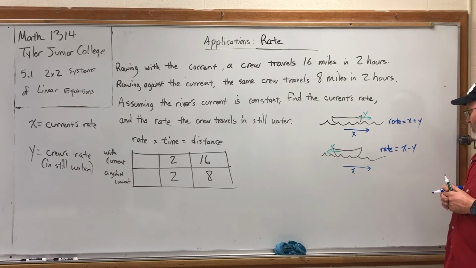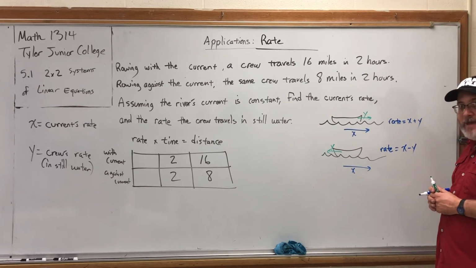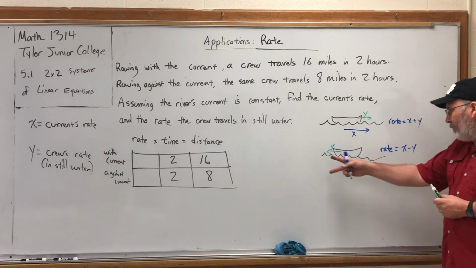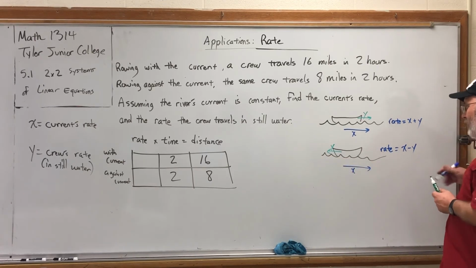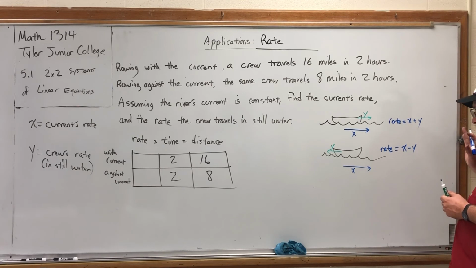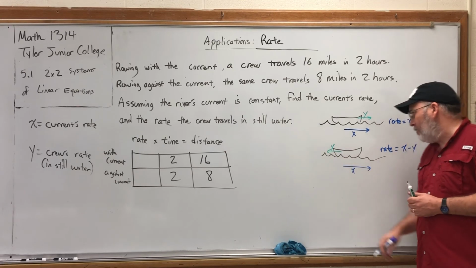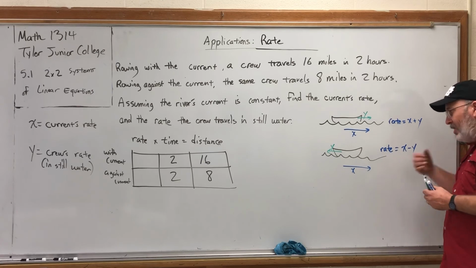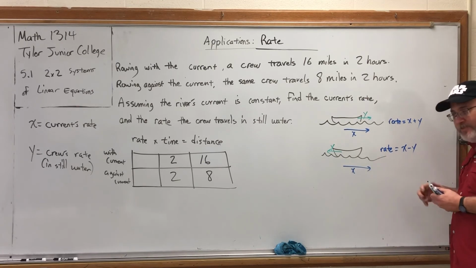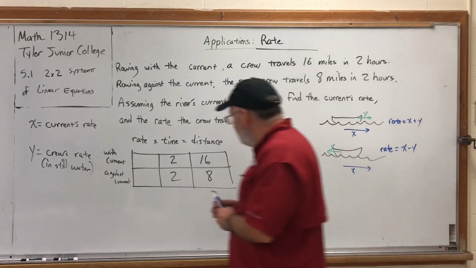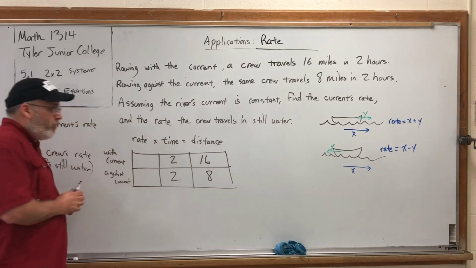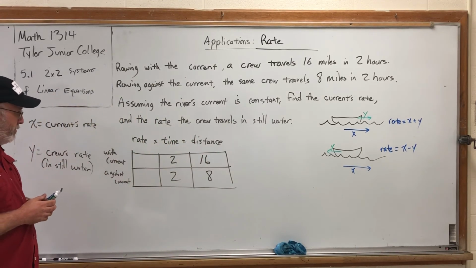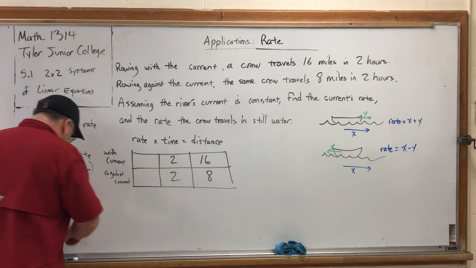How fast the river is going minus how fast you're paddling against it. So if the river were traveling 5 miles per hour and you were paddling 2 miles per hour, then your rate would not only be the difference, 3 miles per hour, but you would be going backwards because you're not paddling fast enough to compensate for the speed of the river. With the current, the collective rate is the sum, so x plus y.